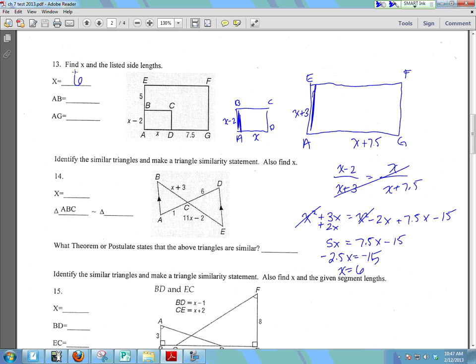So x is 6. Now AB was this distance right here. So that's x, which was 6, minus 2 is 4. And then AG is this distance right here. So x, which is 6, plus 7.5, is 13.5.